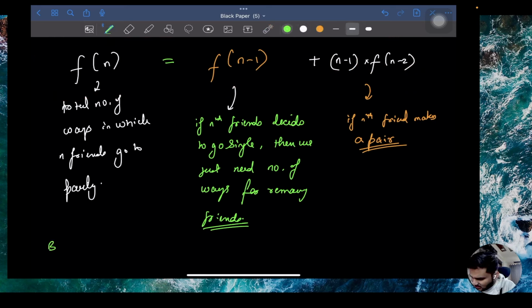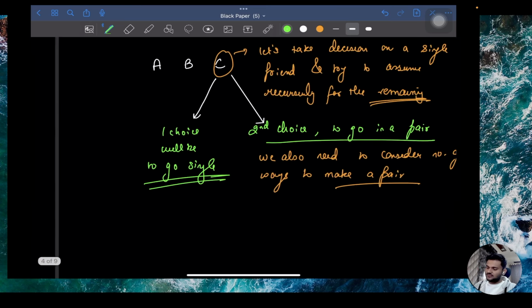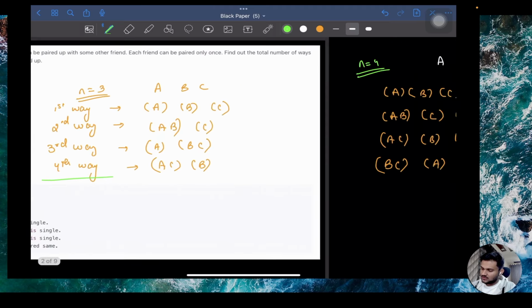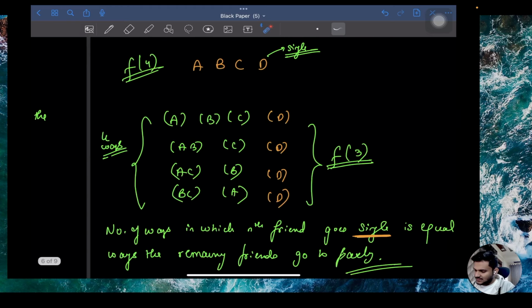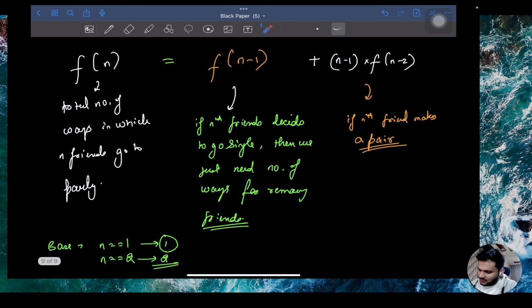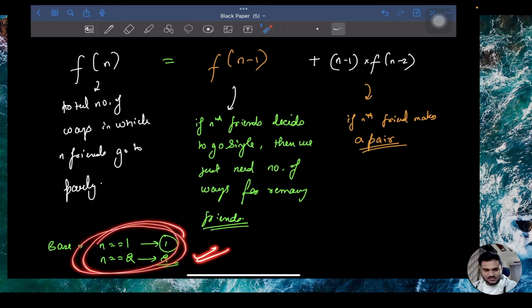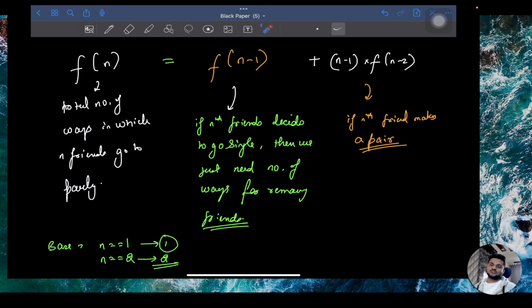If I talk about the base case, for n equal to 1, the answer is 1. For n equal to 2, the answer is 2. This we have already established, right? When I wrote some cases here, we already established this fact. And can I say that this is 90% similar to the Fibonacci relation, that f of n is equal to f of n minus 1 plus n minus 1 into f of n minus 2, with these two being the base cases. And this is how you can solve the questions for the friends pairing problem.